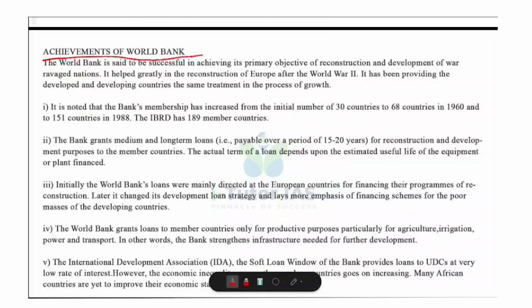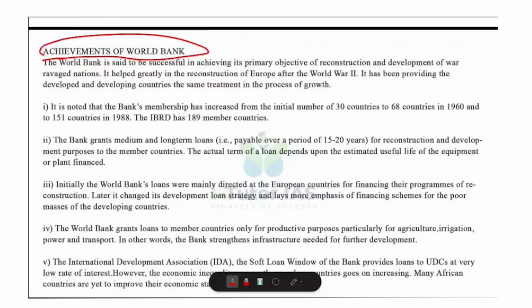Now, what are the achievements of World Bank? Do you know what are the achievements of World Bank? The World Bank is considered successful in achieving its main objectives. What are they? Reconstruction and development, especially for war-ravaged nations. Then it has also contributed to the development of both developed and developing countries.